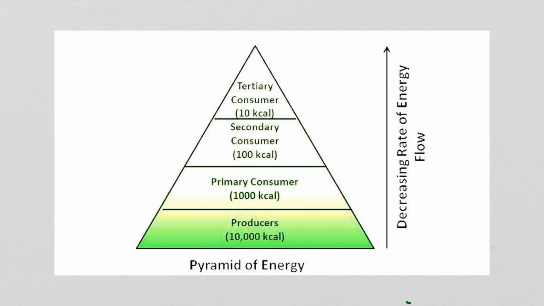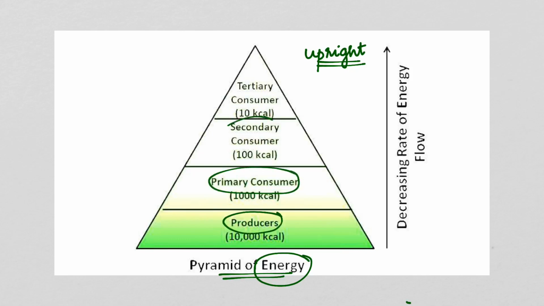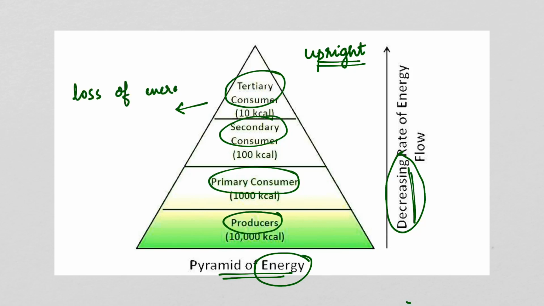Now let us take an example of a pyramid of energy. So this is an example of a pyramid of energy. See, it's always upright. There is no inverted pyramid of energy. It's always upright, from the producers to the primary consumer to the secondary consumer and then to the tertiary consumer. So here we will see there is a decreasing rate of energy flow from one level to the next, and this is because of the loss of energy from one level to the next. Loss of energy in the form of heat.